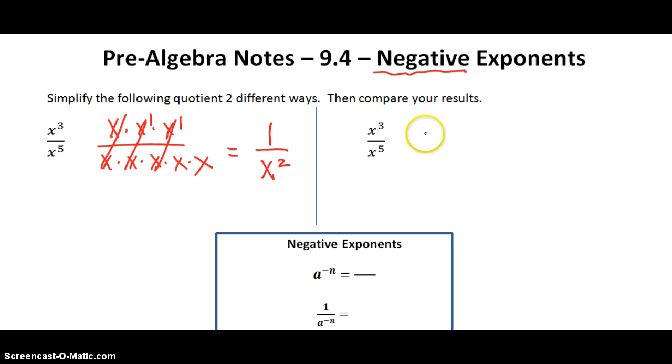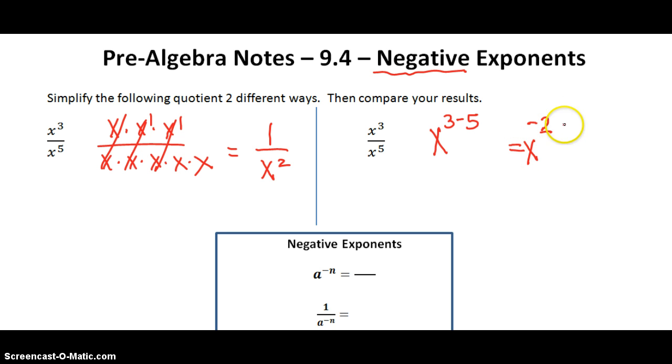Using our shortcut from section 9.3, we know we have the same base, so we could just say 3 minus 5. We are subtracting integers here where the bigger number is negative. So remember, it's like saying plus a negative 5, so we subtract and keep the sign of the larger. So it's x to the negative 2. X to the negative 2.